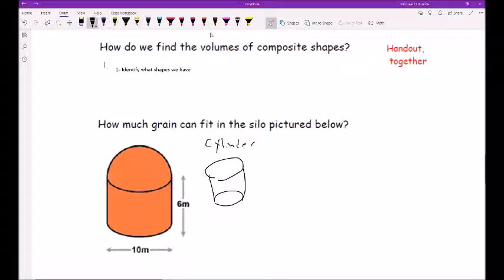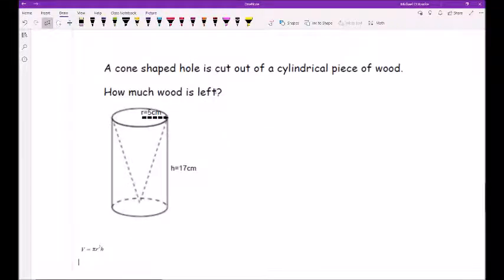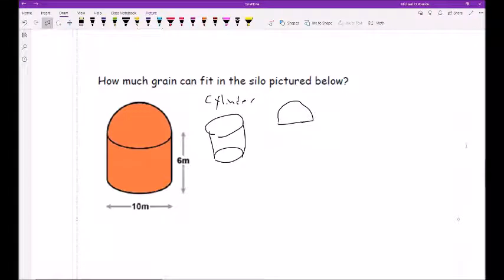All right. So then we also have half a sphere. So we have half a sphere as well. So let's grab our formula for a cylinder first. It is right here. Now, where do you get these formulas? Can anyone remind me? Where do you find your formula?